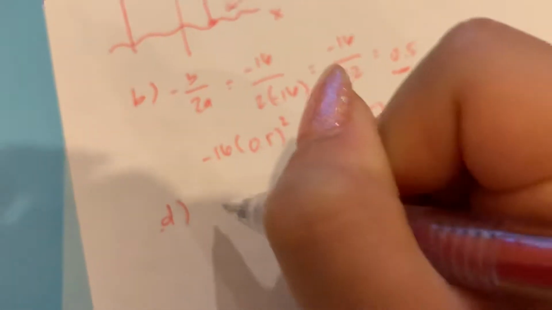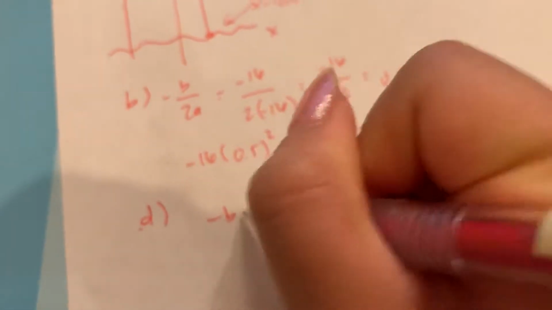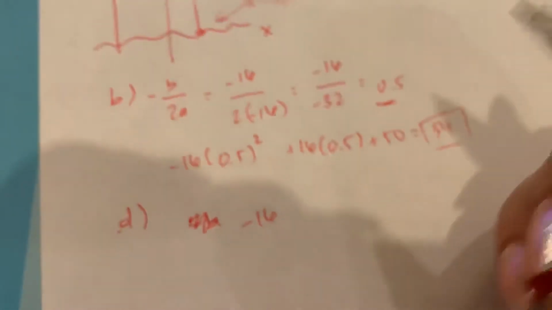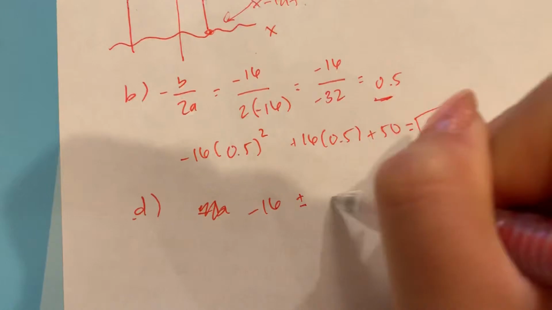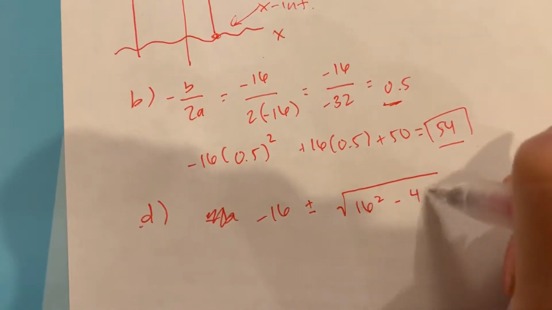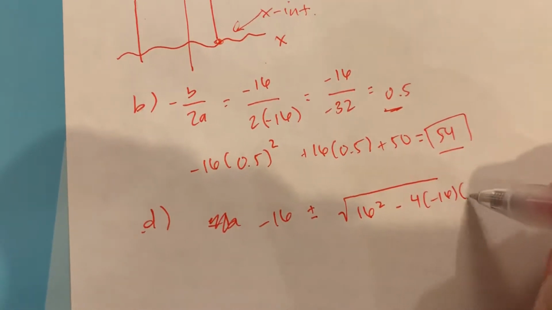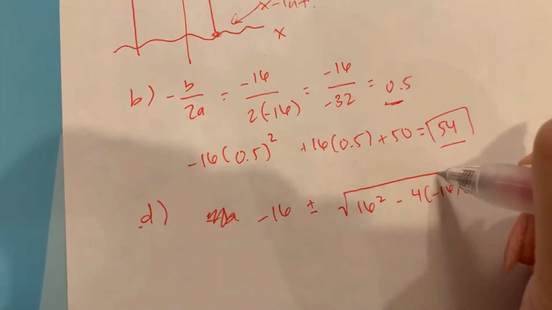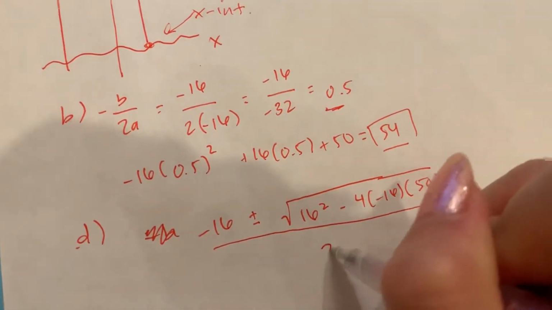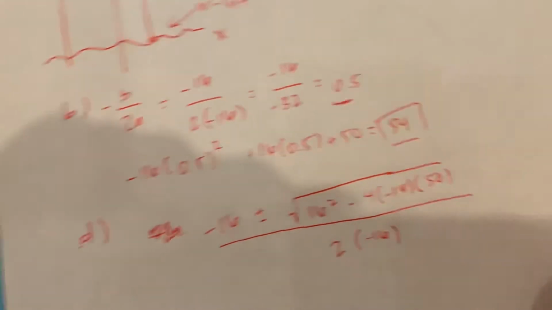So I'm going to do negative b. Okay, negative b. Actually, let me go ahead and plug it in right away. Negative b plus or minus the square root of b squared minus 4a and then c, all over 2a. My a is negative 16.